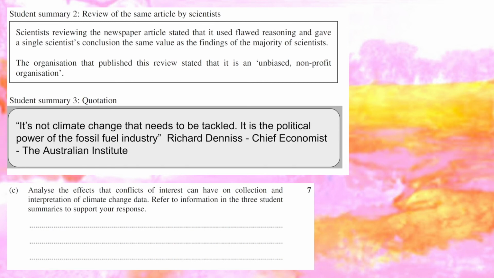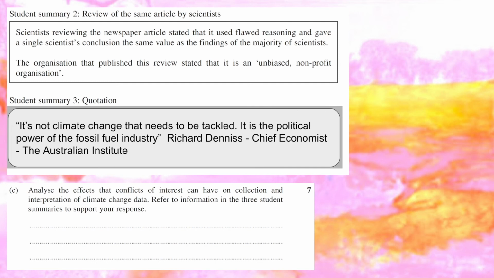And so part C of this question was worth 7 marks. And if you look here, analyze the effects of the conflicts of interest. Conflicts of interest is one of those things where you've probably looked at tobacco companies, and you've looked at the money that oil companies put into climate change clouding, climate change denial type industries and reports. And so what you've got to do is look at each of these. Where it says refer to the information in the 3 student summaries to support your response.